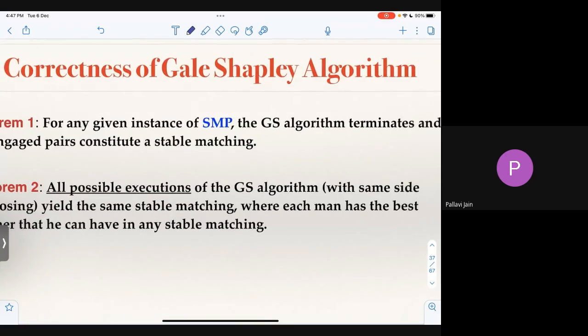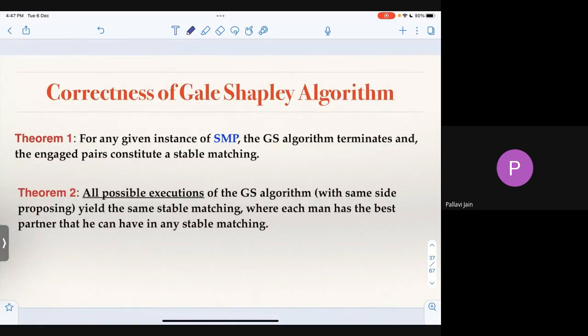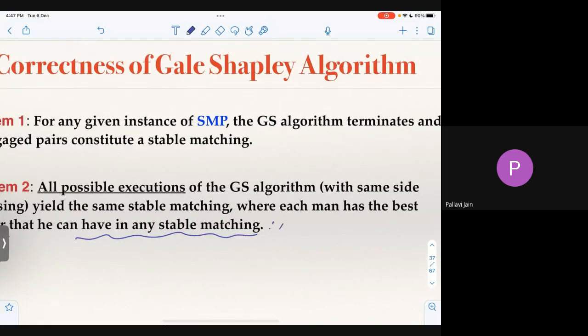Suppose we are doing the man-proposing Gale-Shapley. This would be the man-optimal stable matching. If it's the women's side who are proposing, then you would get the woman-optimal stable matching.